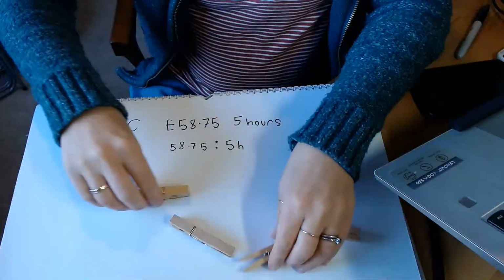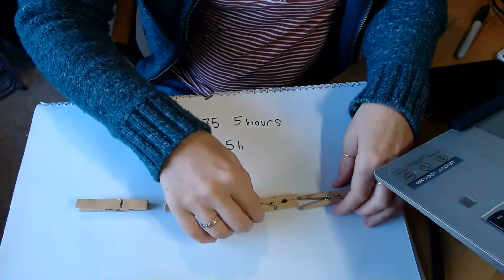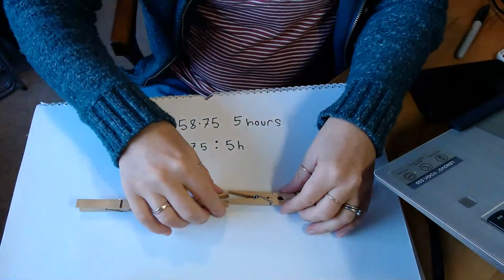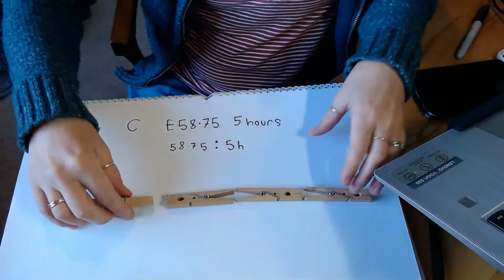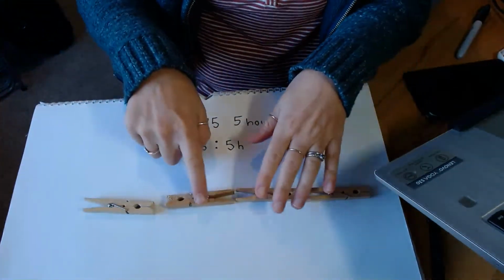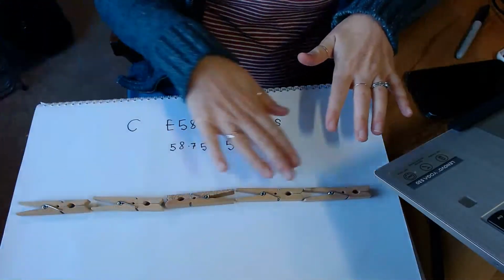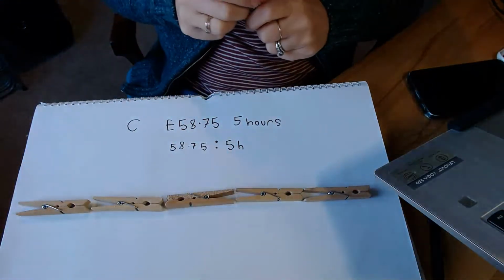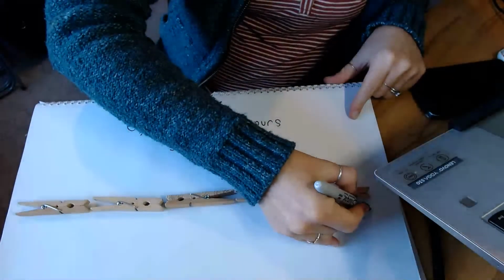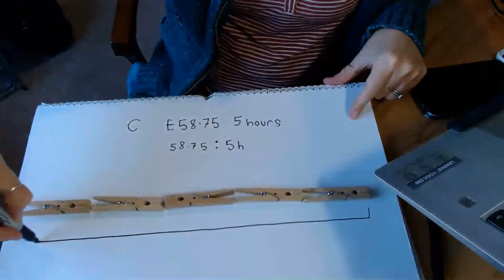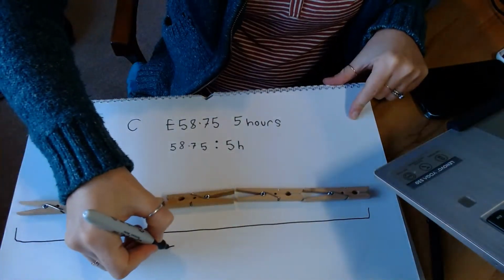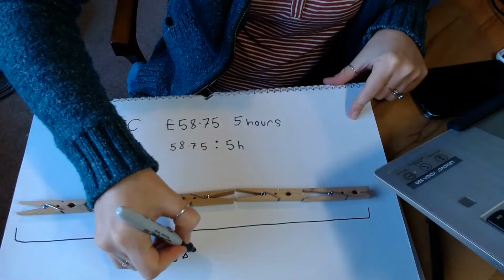Then physically, if I want to represent that, I'm going to grab 5 blocks, 5 pegs, 5 whatever you've got, and I'm going to line them up to represent the 5 hours. So 1, 2, 3, 4, 5. So there's my 5 hours. That's the 5 hours that Carly worked. And we know that in that time she earned £58.75.